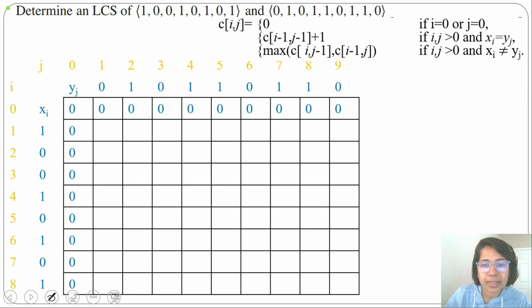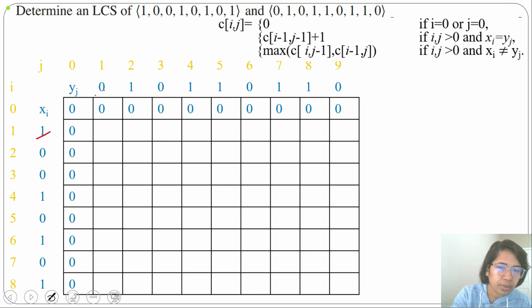For B[i][j], the arrow direction will be toward the box from which we are deriving it. If we are deriving from up, then the arrow direction will be toward up. If we are deriving from the corner, then the arrow direction will be toward the left corner. If we are deriving from the left, then the arrow direction will be toward left.